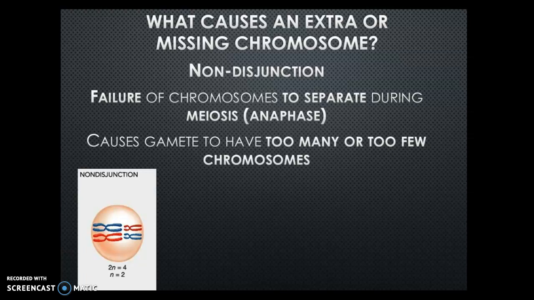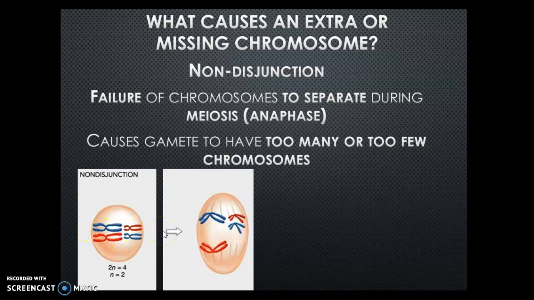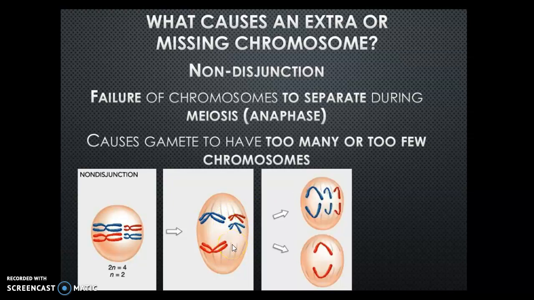So non-disjunction occurring. Our chromosomes are lining up in pairs here. This would be considered metaphase 1 of meiosis. And those chromosomes are supposed to separate, as you see here on the left. So notice the chromosome pair. One chromosome goes to one side, and the matching chromosome goes to the other side. In the case of non-disjunction, which you see here on the right, the two homologous chromosomes are moving to the same side of the cell, where neither of them is moving to the opposite side.